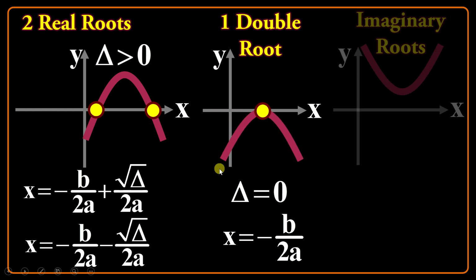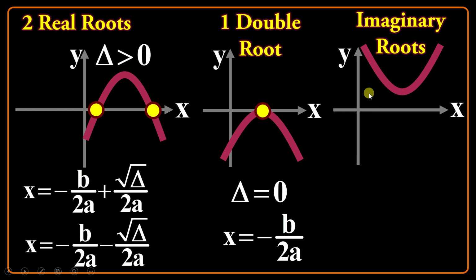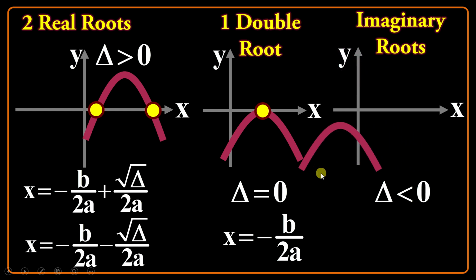But what if delta is negative? When delta is negative, we say we have imaginary roots. It's out of discussion here, so I won't mention complex numbers. We will learn it in another video. Okay, so when we have imaginary roots, sometimes we say we don't have any real roots. So there is no meeting point between the parabola and the x-axis. It could be, of course, concave up or concave down.